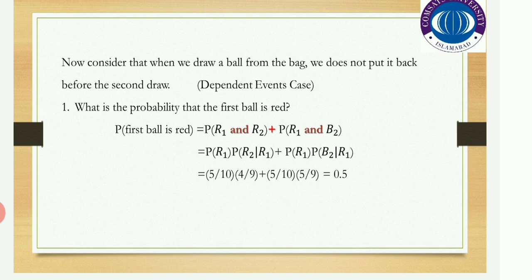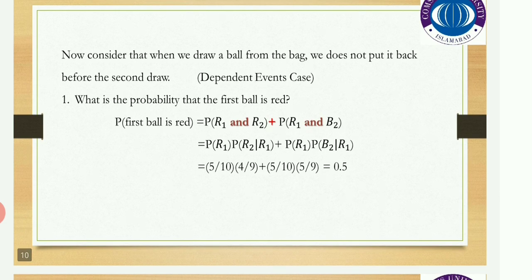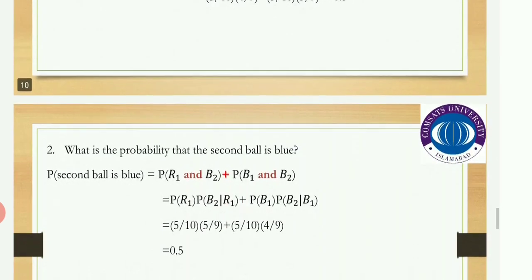that we have already done the first draw, will be 4 by 9, plus probability that the first ball is red, that is probability of R1, will be 5 by 10, and probability that the second ball is blue, given that the first ball is red, will be 5 by 9 because total blue balls still in the bag are 5, but the total number of balls is reduced to 9 as we have already drawn our red ball in the first draw. Probability that the first ball is red is now 0.5.